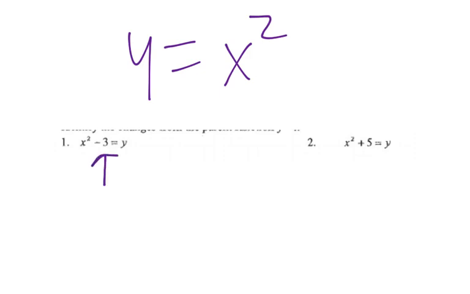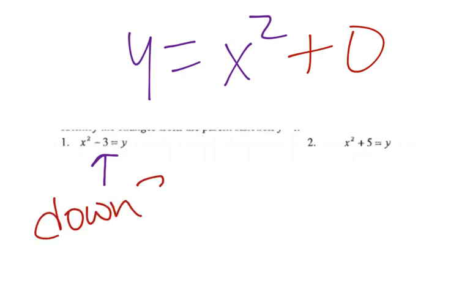So looking at number 1, remember we're comparing to the parent function of y equal x squared. Number 1, we have the new function x squared minus 3 equal y. So that minus 3 is our change. It was the constant, so at the end. And we got smaller, because originally it would have been plus 0. So we got smaller, so that means we went down 3, because from 0 to 3 is a distance of 3. So on number 2, x squared plus 5, we've added a constant at the end, so it went up 5.